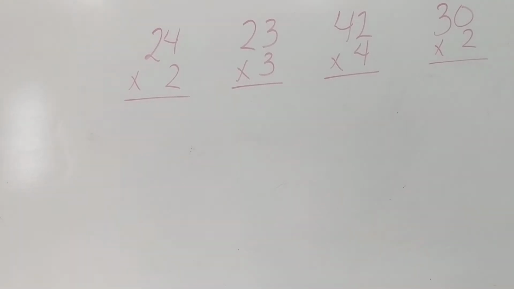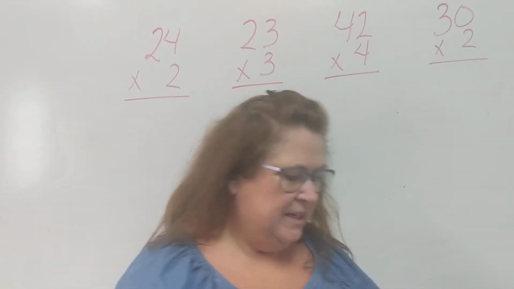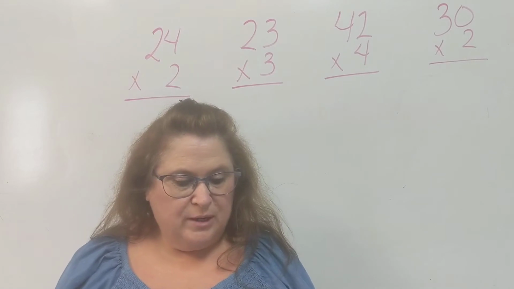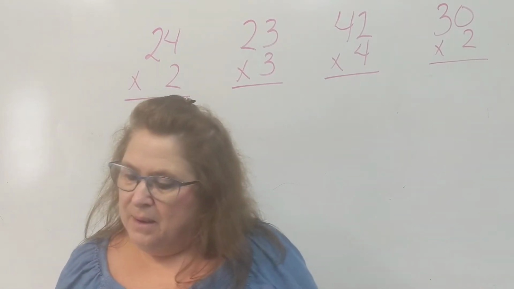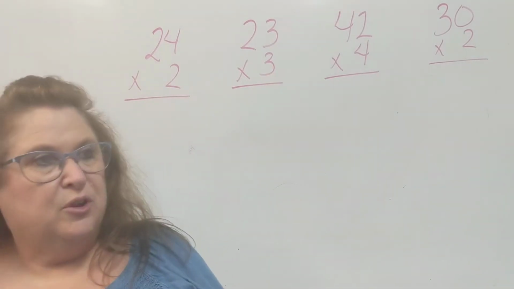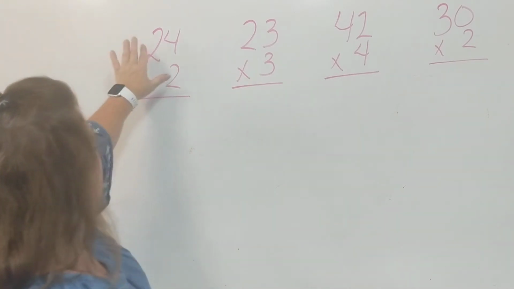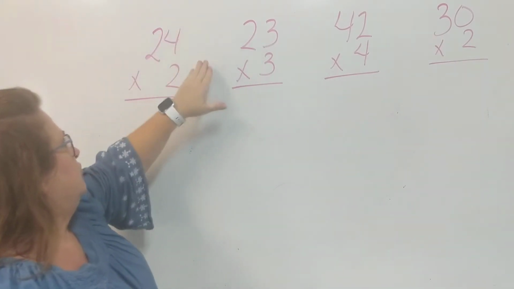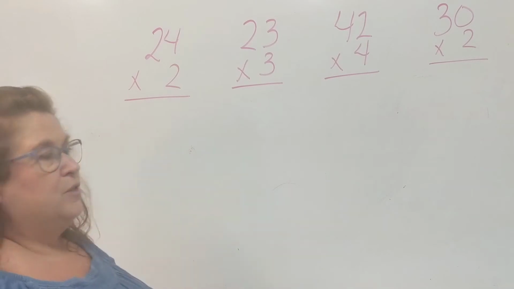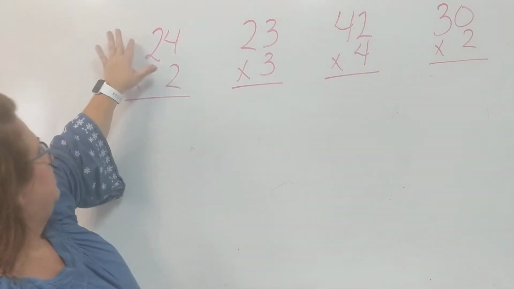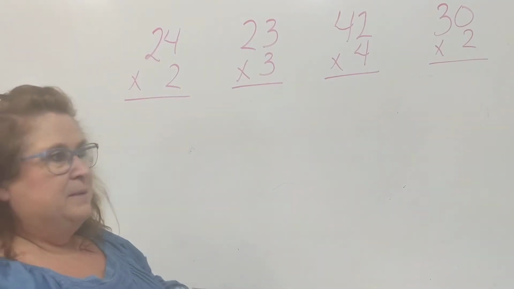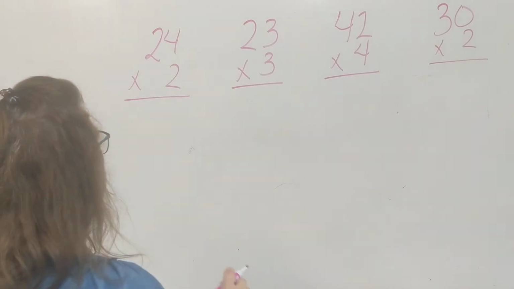Okay, so this is third grade math lesson 19. Today we are going to begin multiplying by a two-digit factor. Remember, the numbers we multiply together are called factors. Factor, factor, then our answer is called the product. So we are going to multiply 24 times 2, and this is how we do it.